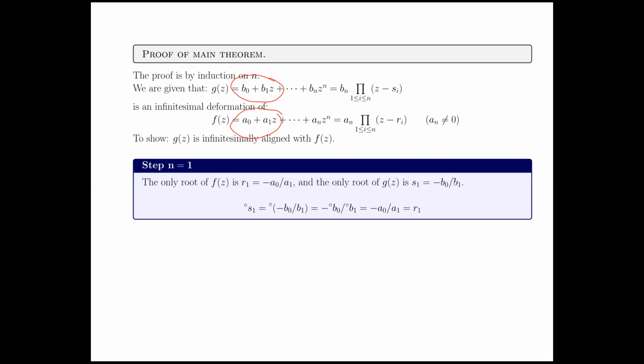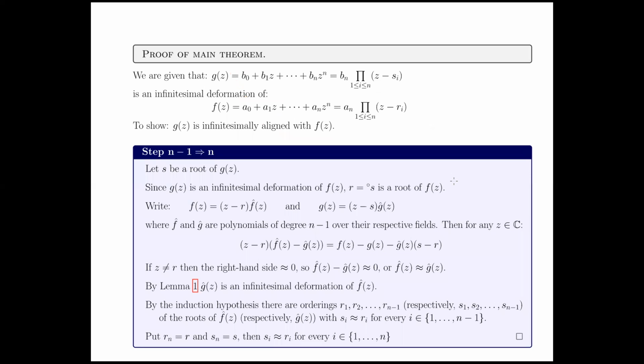Now let's prove the induction step. And let's let S be a root of g of z. So the standard part of S is a root of f by the lemma. And we can factor out z minus r from f and z minus s from g. I'm going to call the core what's left f hat and g hat. Those are polynomials of degree n minus one over the respective fields. I don't know what they are, but they're polynomials.